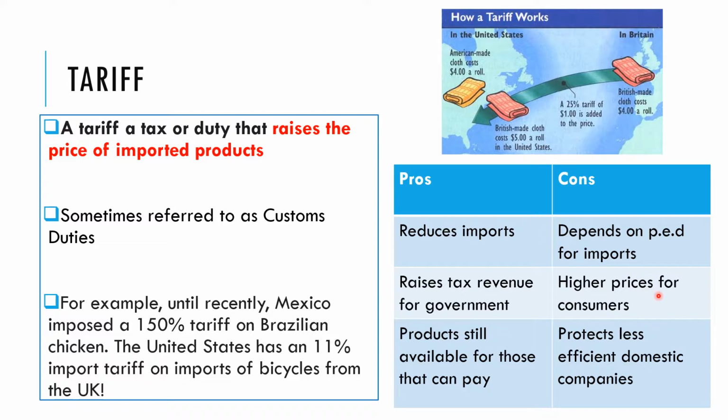Often it can lead to higher prices for consumers if there's no choice or no domestic alternative. And lastly, it tends to protect less efficient companies. So if a domestic company can't compete on price, but they can because a tariff's in place, then all we're doing is protecting less efficient companies in the economy.